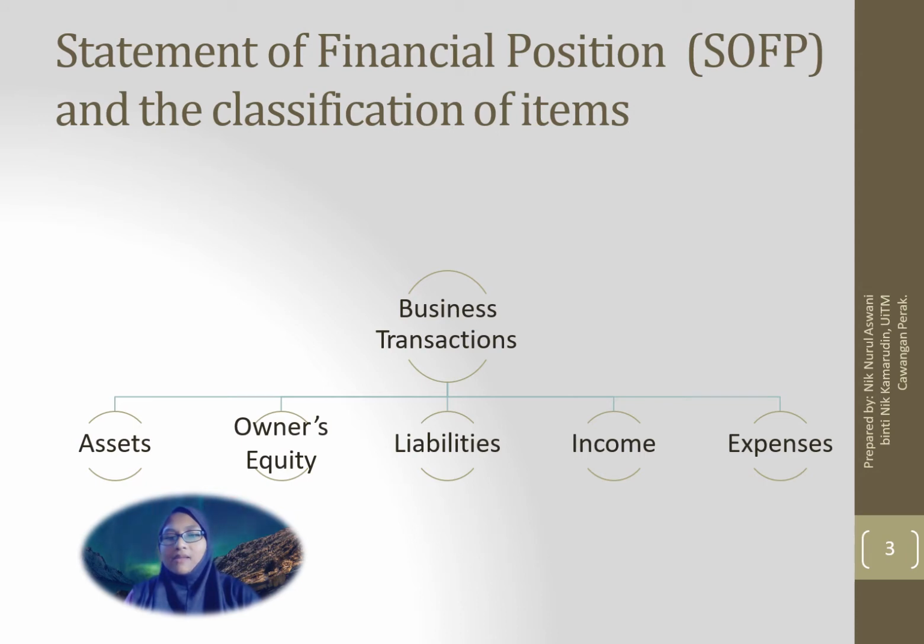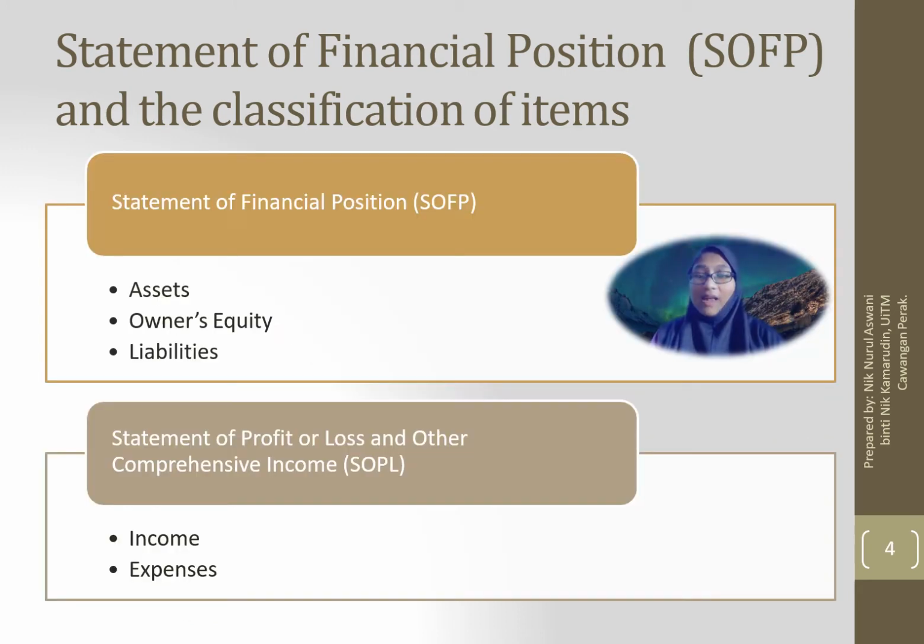But then do we show all of this classification in the statement of financial position? The answer is no. Out of 5 classifications in accounting, only 3 classifications will be shown in the statement of financial position, while the other 2 will be shown in the statement of profit or loss and other comprehensive income. Classifications of items to be included in the statement of financial position are asset, owner's equity, and liabilities, whereas income and expenses are to be shown in the statement of profit or loss and other comprehensive income.